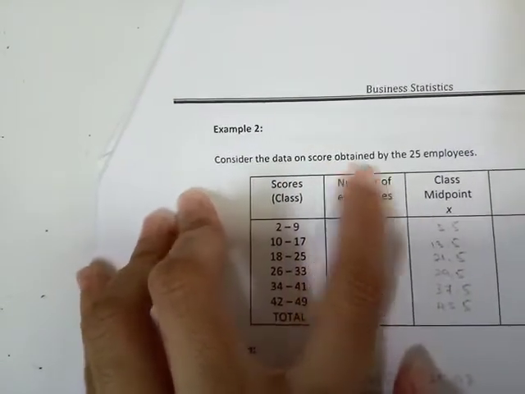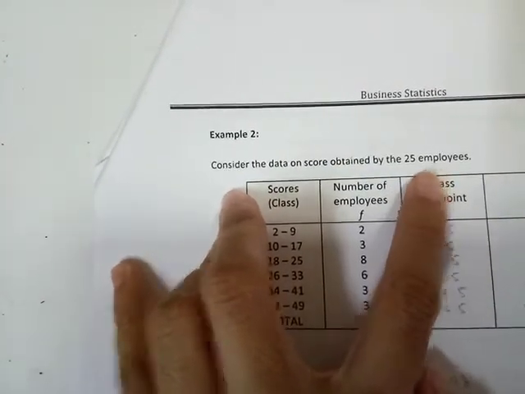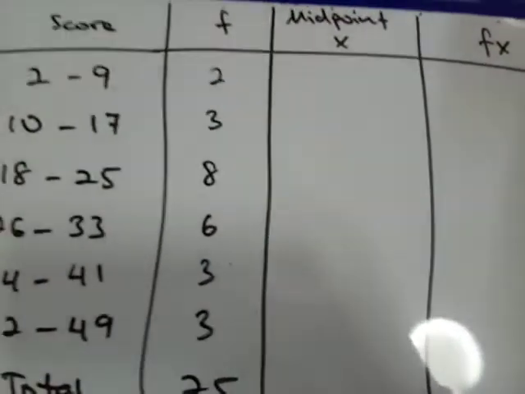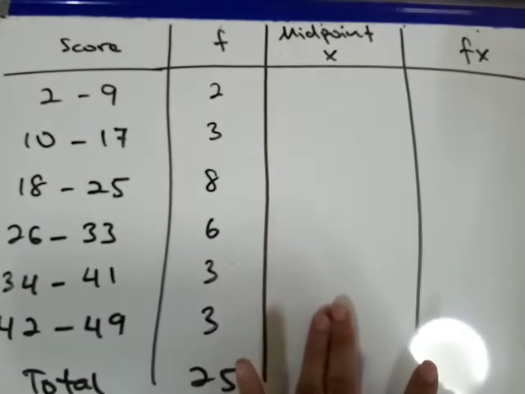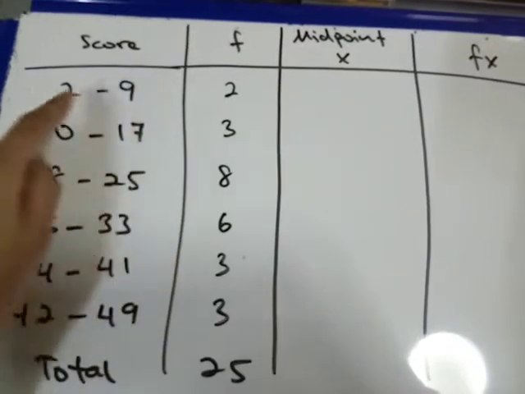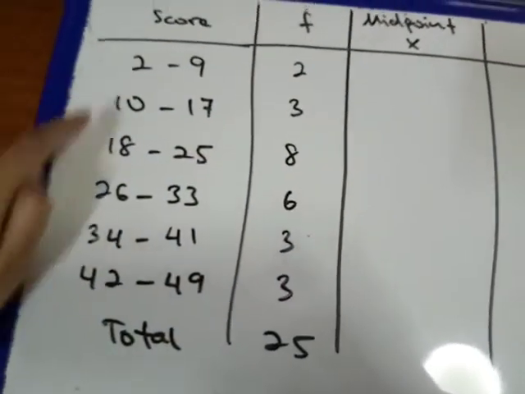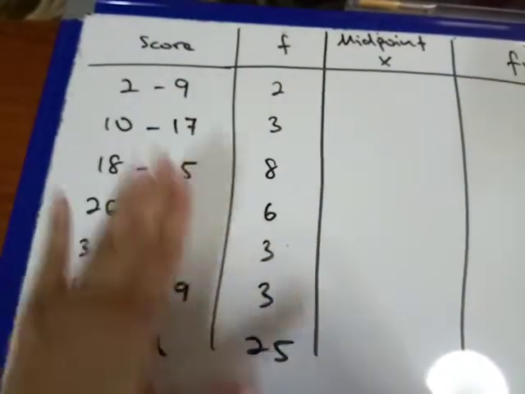Okay, so maksudnya kat sini, look at example 2. Okay, kalau tengok pada soalan, consider the data on score obtained by 25 employees. Okay, ini yang table yang saya dah siapkan dah. So nak calculate for mean, mean for group data, you have to find the midpoint for each class. Okay, kita ada berapa kelas? 1, 2, 3, 4, 5, 6. So, kena cari midpoint for each class kat sini.